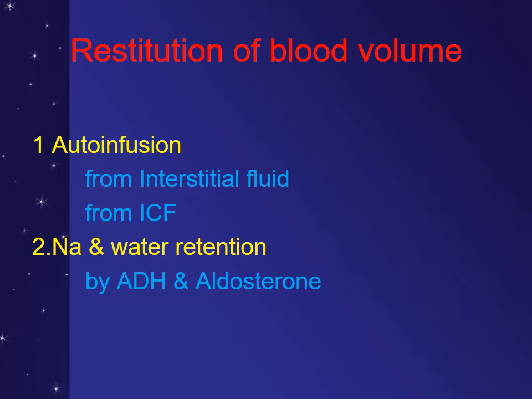So lost blood volume will be restored by auto-transfusion and auto-infusion and sodium and water retention. So auto-infusion would be from the interstitial fluid compartment initially, and then from the intracellular compartment as well. And there will be sodium and water retention by antidiuretic hormone and aldosterone.